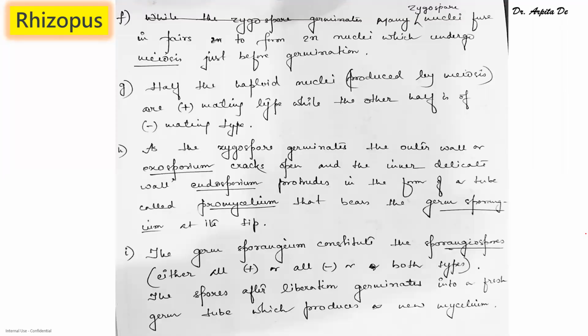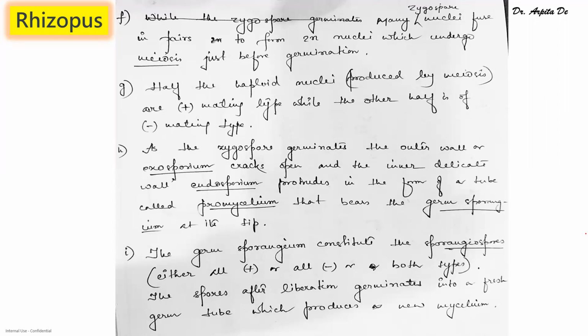Next, see. Many zygospore nuclei fuse in pair to form 2N nuclei, which undergo meiosis just before germination. If it undergoes meiosis, what will happen? 2N will produce N nuclei. Diploid will become haploid, since meiosis is reduction division. Half the haploid nuclei produced by meiosis are plus-strains or plus mating type, while the other half is of minus mating type or minus strains.